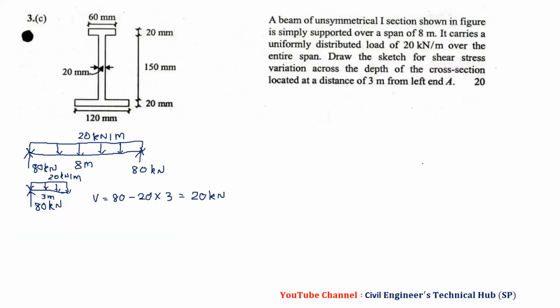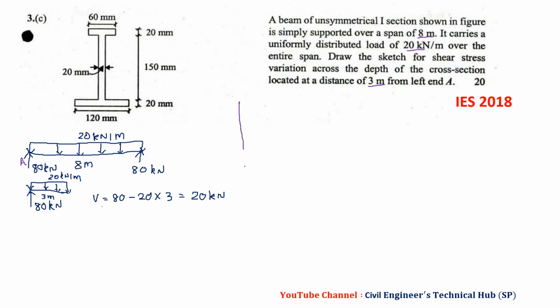So now in this, we have this first question asked in IS 2018, and this part I already explained. It is given that an unsymmetrical I section, shown in the figure, is simply supported over an 8-meter span. It carries 20 kilonewton per meter, and we have to find the shear stress at 3 meters from the left-hand support A. So from A we have taken 3 meters, and VB will be 80 minus 20 into 3, which is 20 kilonewton.